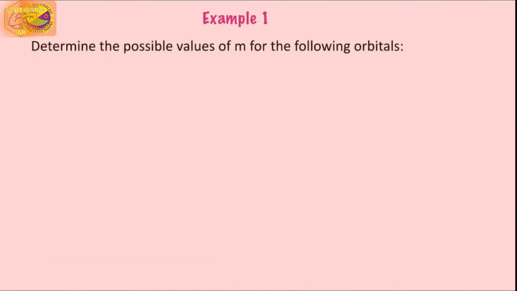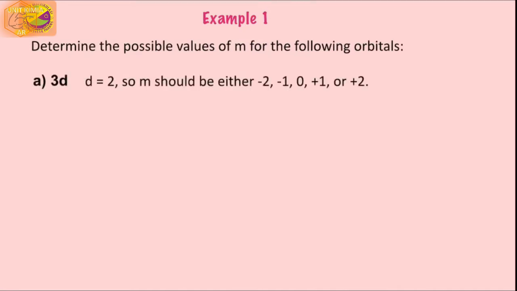Example 1. Determine the possible values of m for the following orbitals. A. 3d. As the value of d is equal to 2, so m should be either -2, -1, 0, +1 or +2. B. For s. As the value of s is equal to 0, so m should be 0.